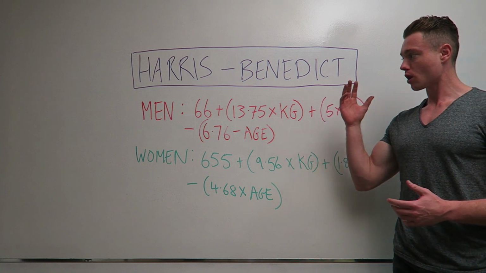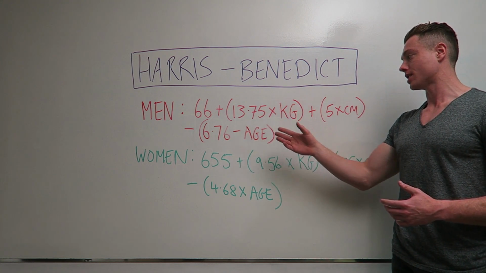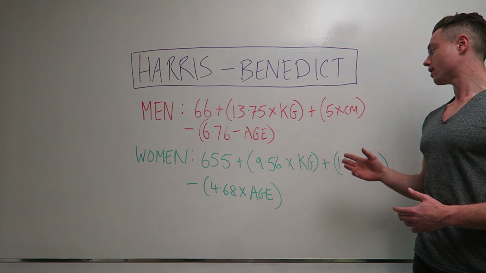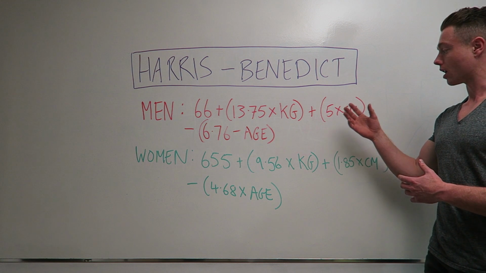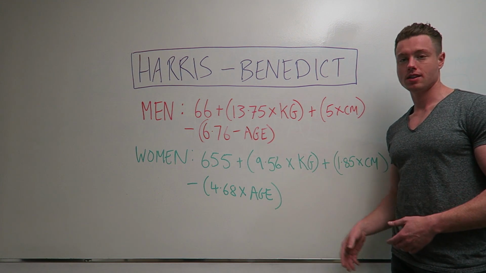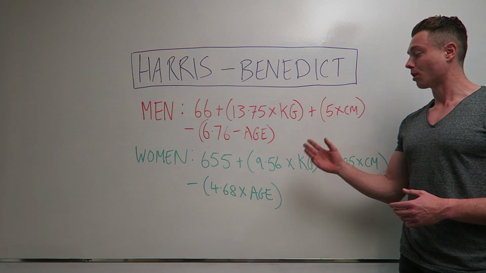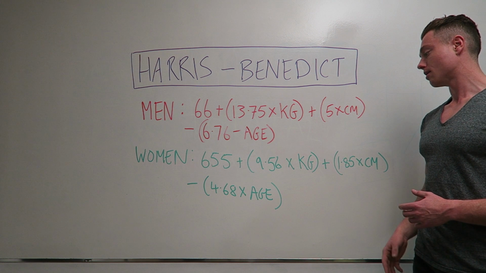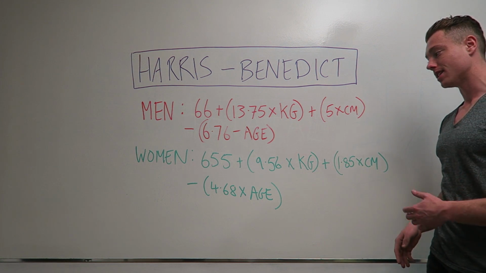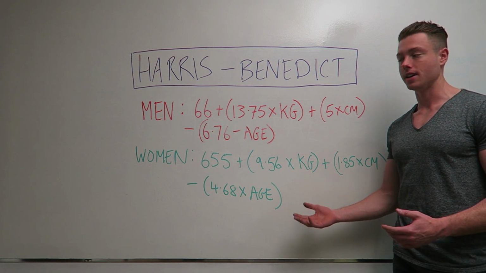So for men, what you do is you use this formula. So 66 plus 13.75 by your weight in kilos, plus 5 by your height in centimeters, minus 6.76 by your age in years. And then for women, it's 655 plus 9.56 by your weight in kilos, plus 1.85 by your height in centimeters, minus 4.68 by your age, again in human years.